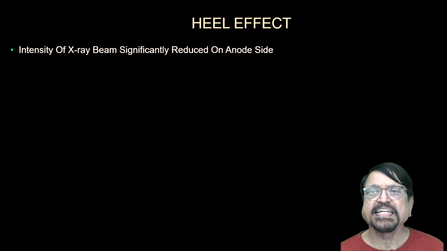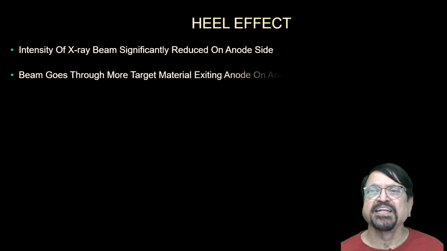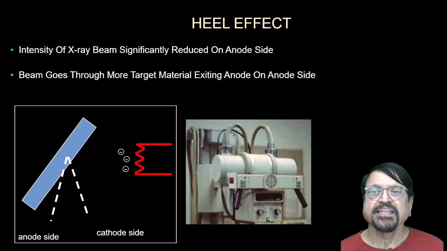Then what is the heel effect? The intensity of the X-ray beam is significantly reduced on the anode side. The beam goes through more target material on the anode side. Diagrammatically it is easier to understand rather than descriptive.